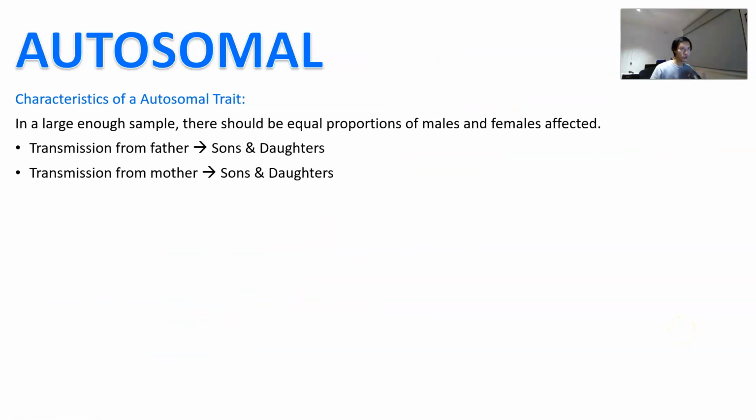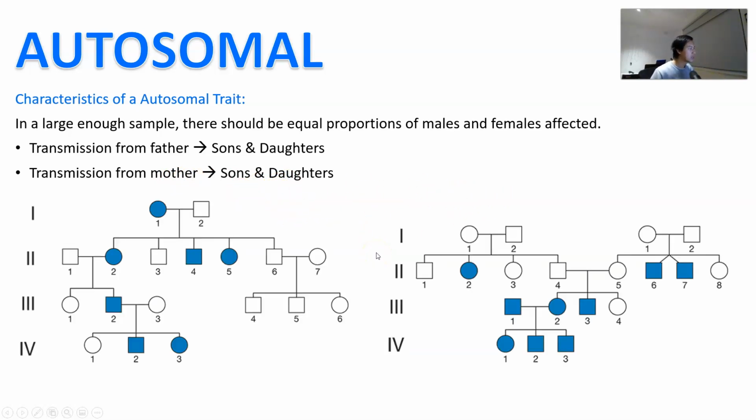Well, because it's autosomal, it is going to be on the first 22 chromosomes, which means that the number or proportions of males and females affected should be exactly the same, okay? Now, we count transmission from fathers to sons and daughters and transmission from mothers to sons and daughters, and not the external individuals, right? So here are the two previous pedigrees, and you can see here, right, I would count these individuals here, here, here, here, here, and here.